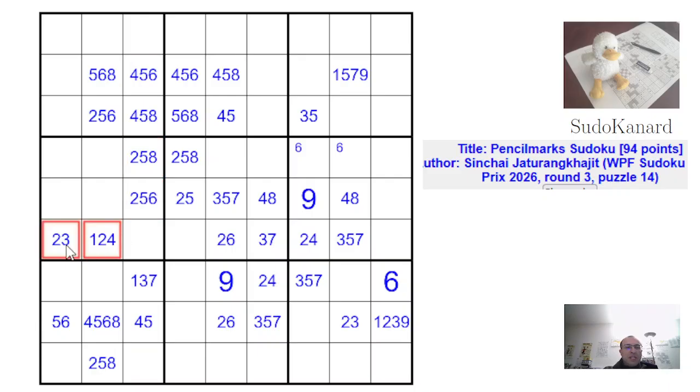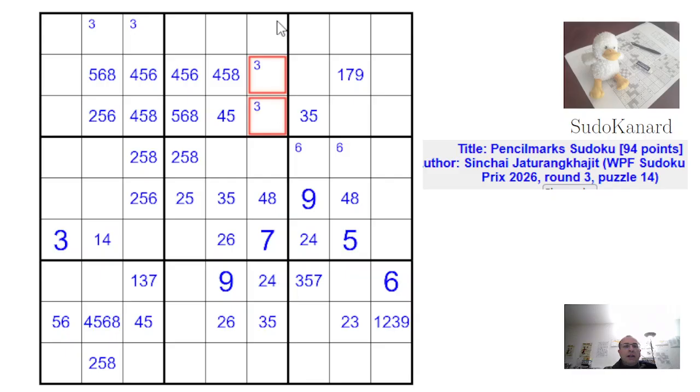which means that 2 is not in here, and that is a 3. And that is a 7, and that's a 5. Okay, this 3 here is not in here, so it will have to go there. And this 3 is not in here, so inside this box it will have to go there.